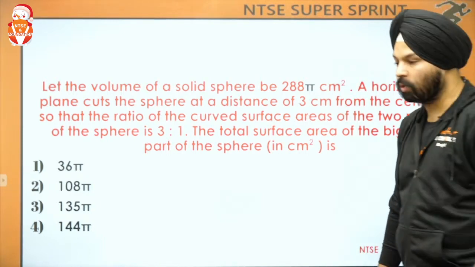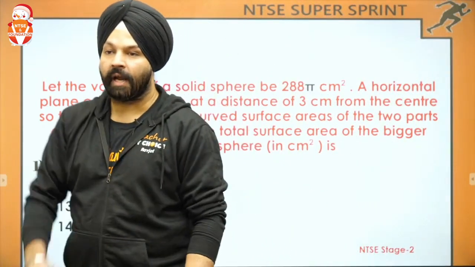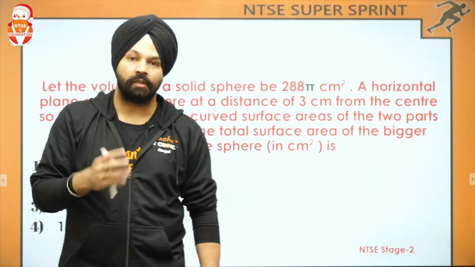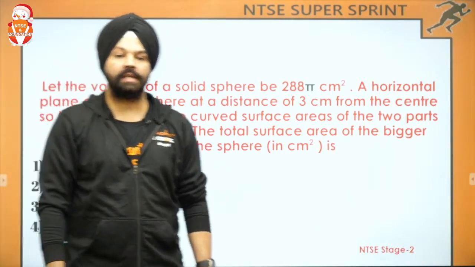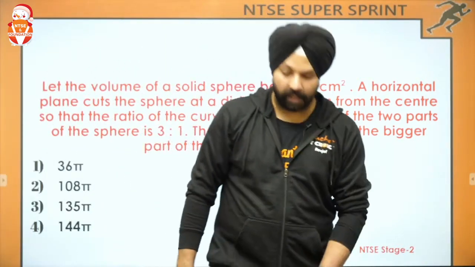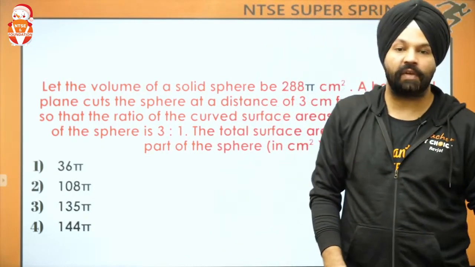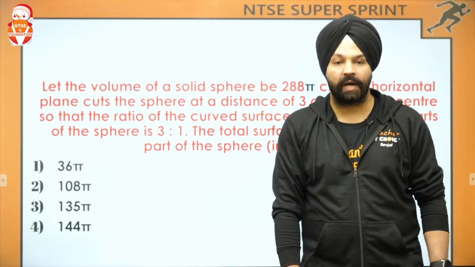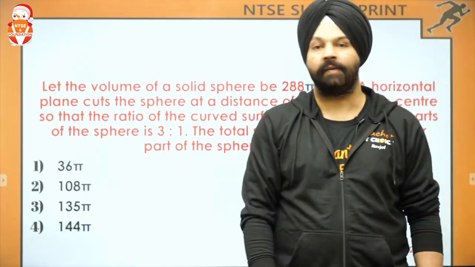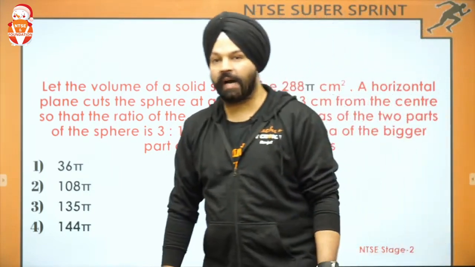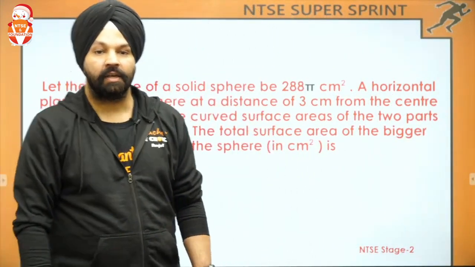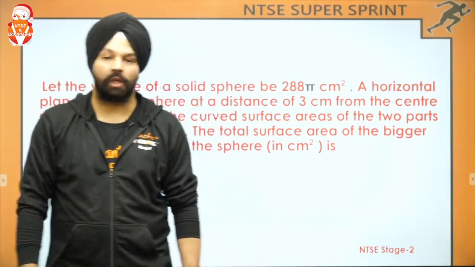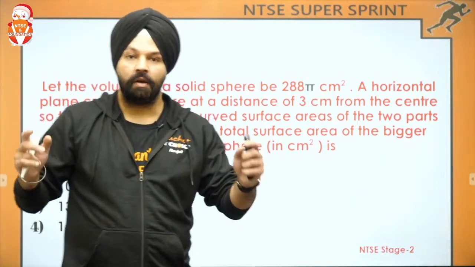It is again an NTSE Stage 2 question. So the story is, there is a sphere and you are chopping down that sphere. You are getting two parts. The curved surface area of the bigger part is thrice that of the smaller part. What he is asking for is the total surface area, not the curved surface area. He is asking for the total surface area of the bigger part. And options are also available: 36 pi, 108 pi, 138 pi and 144 pi. Right? So pi is 22/7 if we want to use it, but there is no need since pi is already written. So we need to solve this question in the best possible manner.